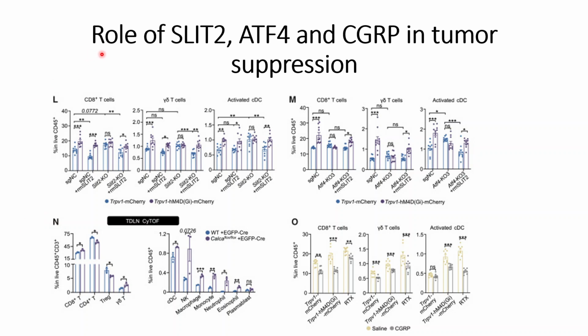In this video we will discuss the role of SLIT2, ATF4 and CGRP in tumor suppression. In the previous video we understood how tumor suppression is dependent on different populations of immune cells in the tumor-derived lymph node, and the major populations that changed in the presence of chemogenetic inhibition are the CD8 plus T cells, gamma delta T cells, and activated conventional dendritic cells.